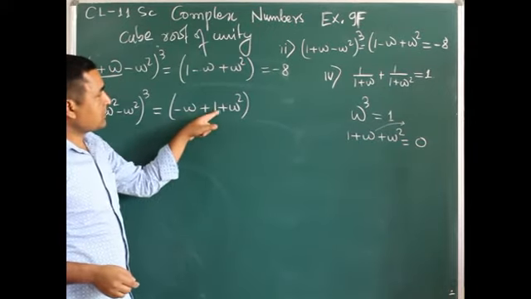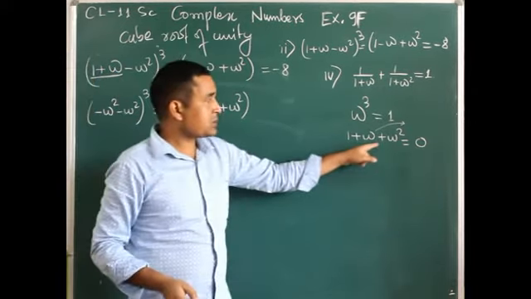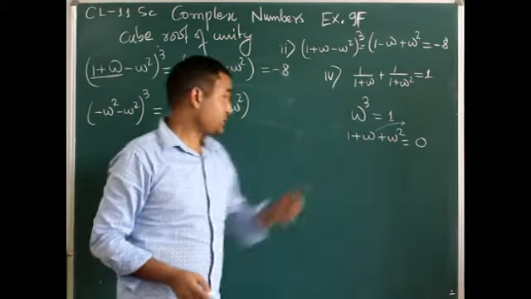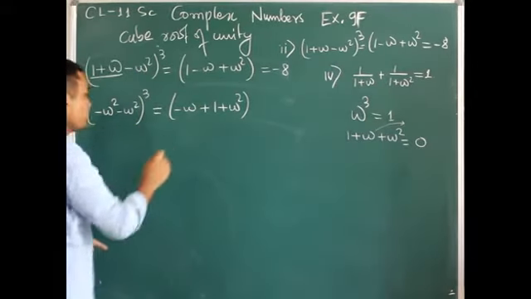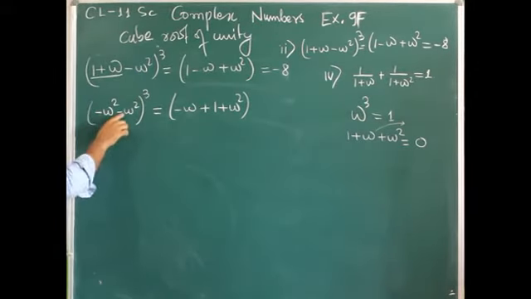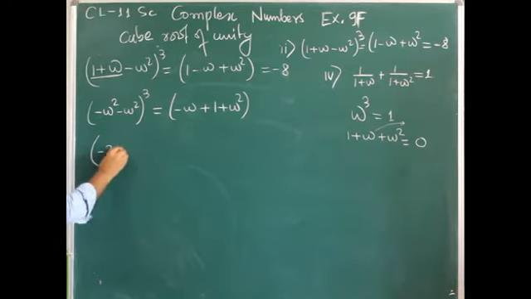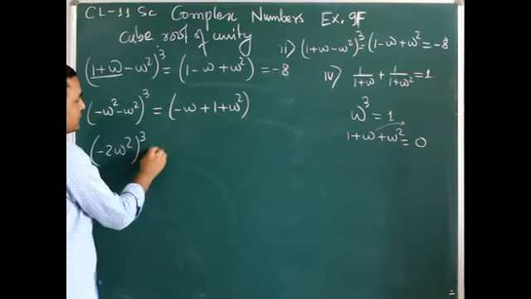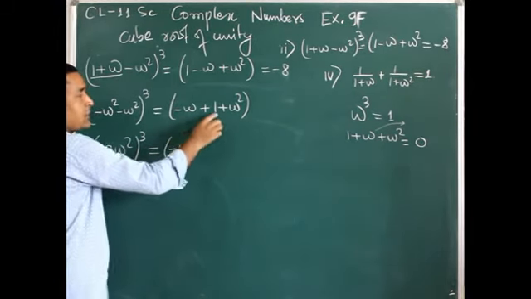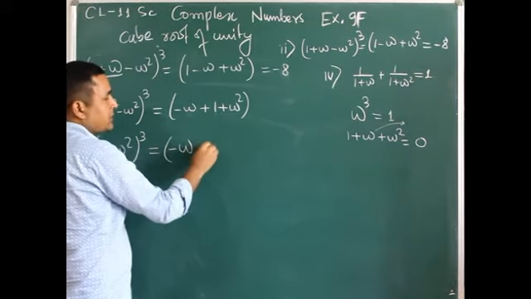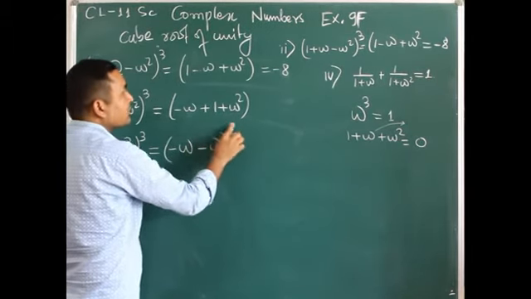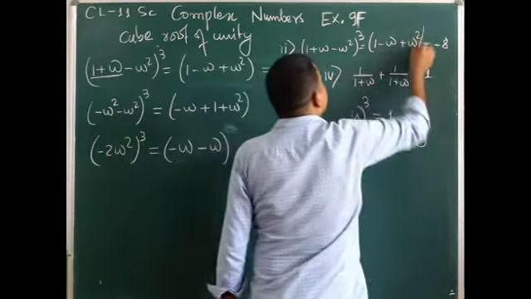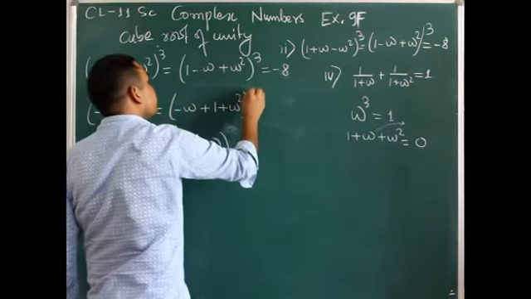Now, 1 + ω² is how much? 1 + ω² = −ω. That means we are going to replace this by −ω. So it becomes (−ω² − ω²)³, which equals (−2ω²)³. Now it equals (−ω)... 1 + ω² means −ω. How much is the power? There is power 3.